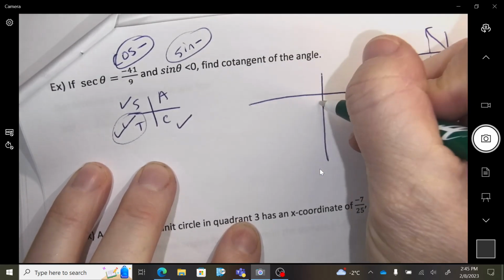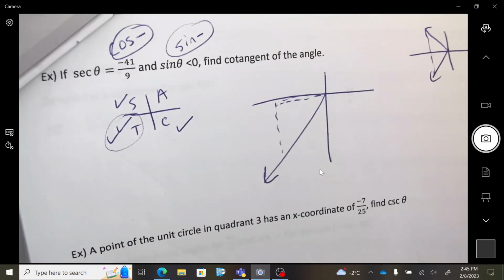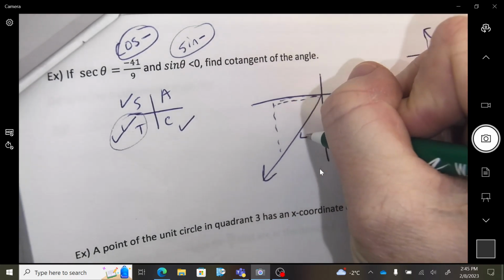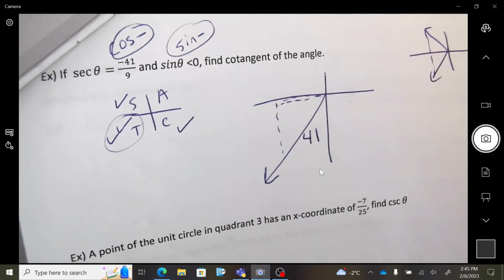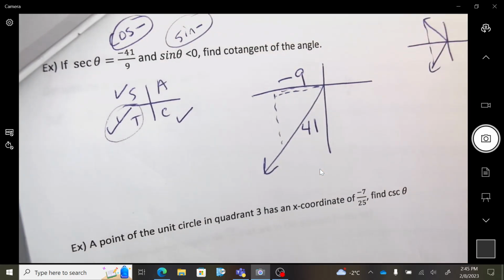Anyway, we finally figured out we're in quadrant 3. We know secant, so there's a 41 and there's a 9. Where do you want to put them? The 41 is the r, since it's further away. Which letter is the 9 on your formula sheet? The x. So it should be a negative 9.